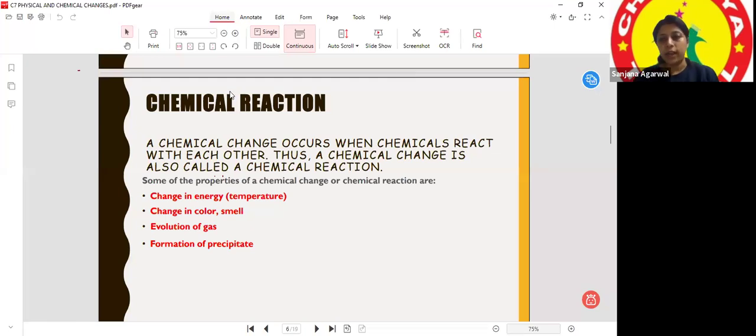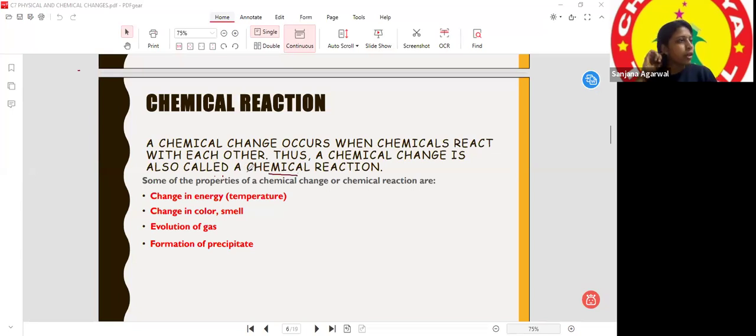Now the next topic is chemical reaction. After studying physical and chemical changes, mainly we need to explore more about chemical changes. Chemical changes are accompanied by chemical reactions because there is a change in the chemical bonds when 2 or more substances get added, or when one single substance splits into 2 or more. So a chemical change occurs when chemicals react with each other. Thus a chemical change is also called a chemical reaction.